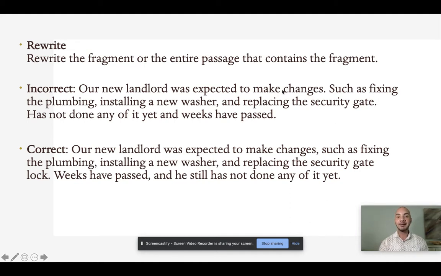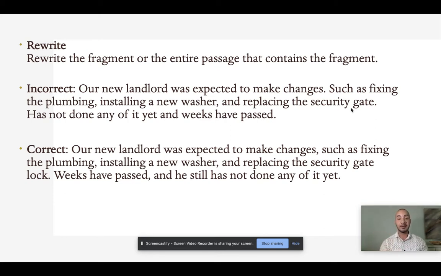We can combine some of these sentences, and then in other cases we can add a subject, or we can simply revise the passage completely so that it reads a little bit differently. So let's read the corrected version together. Our landlord was expected to make changes, such as fixing the plumbing, installing a new washer, and replacing the security gate lock. Weeks have passed, and he still has not done any of it yet.